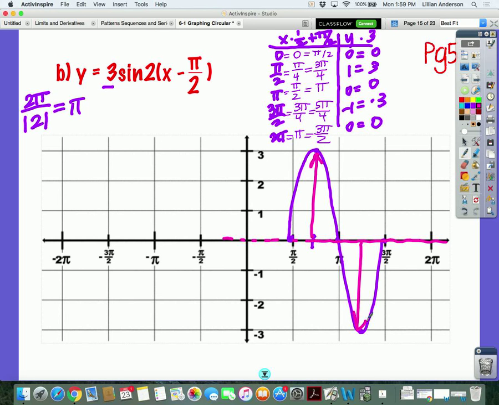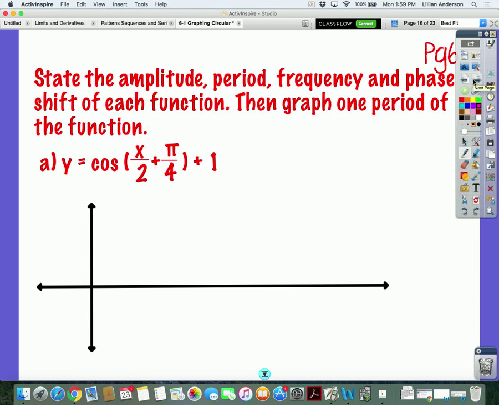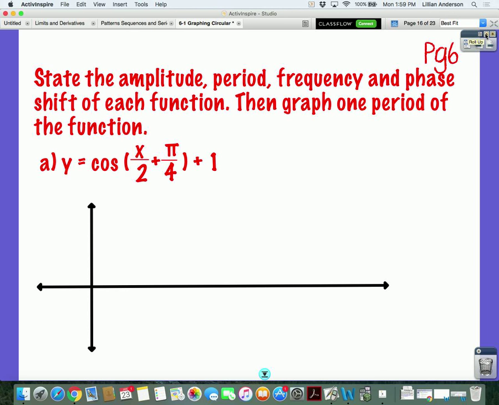Okay? All right. So let's put everything together, everything that we've been doing. Okay? So take a look at this type of example. It's going to be on page 6. We're going to have 2 of these on page 6, and they are going to be hand-drawn. We're going to state the amplitude, period, frequency, and phase shift of each function. What is this title on? It's just an example just to go along with what we've been doing. And then we're going to graph one period of each function.